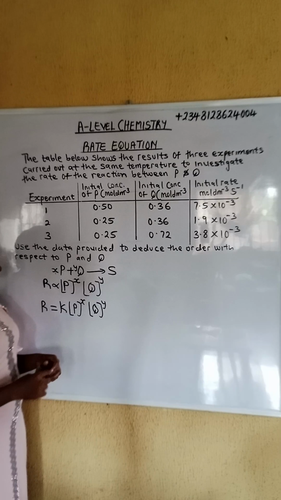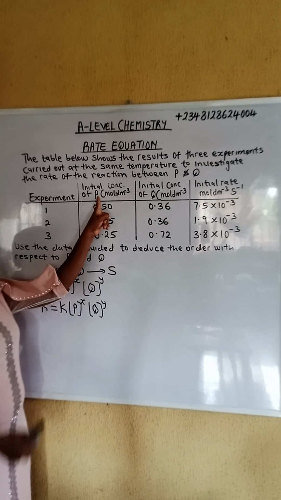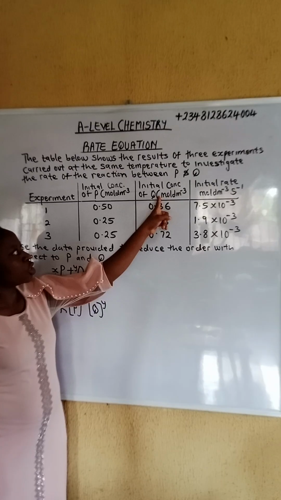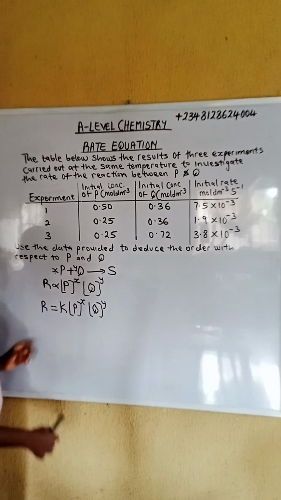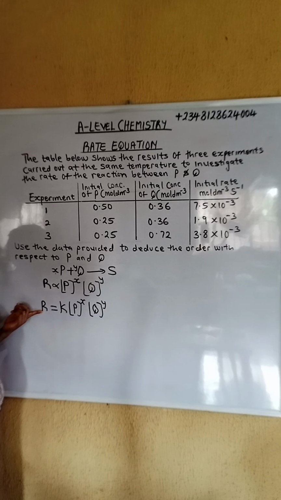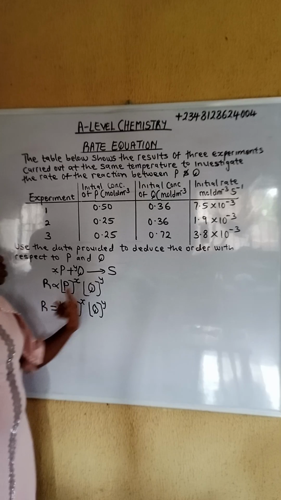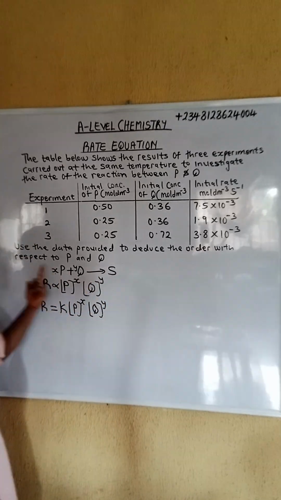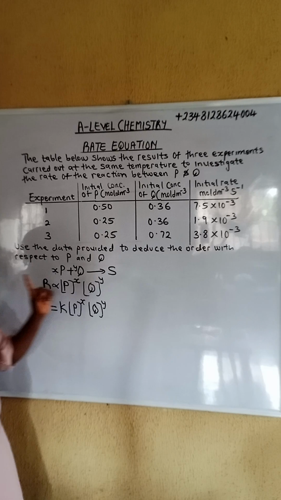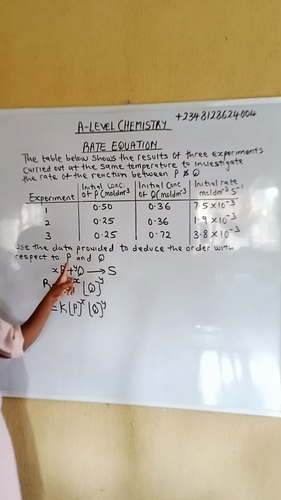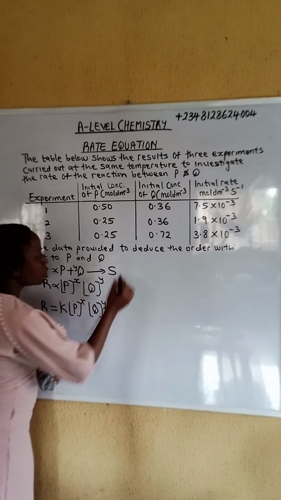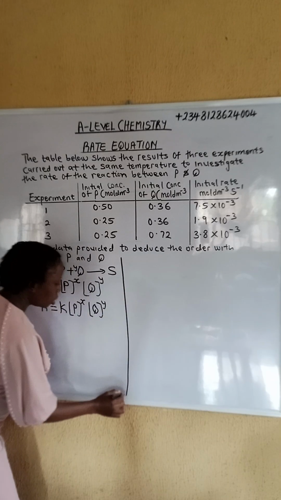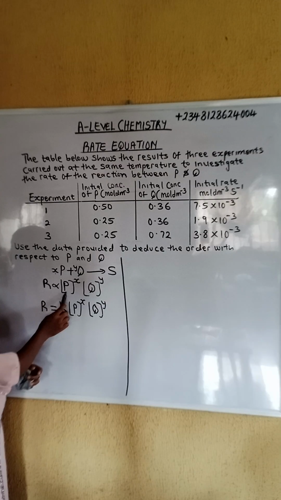So what have they given us? The concentration for P and the concentration for Q. Then the initial rate is known as the rate of reaction. Now we are looking for the order with respect to P. Let's start with the order with respect to P. We are going to calculate the order with respect to P first.